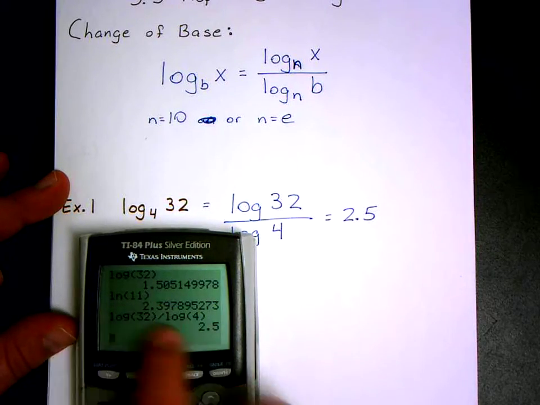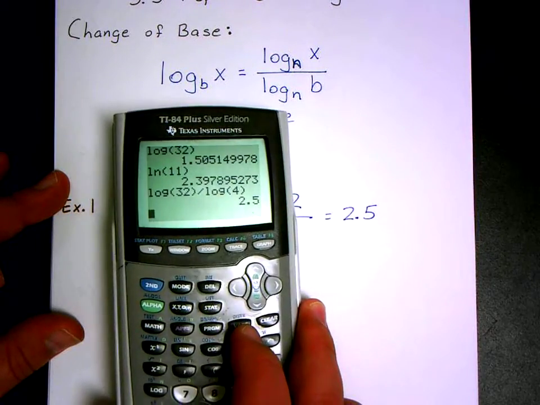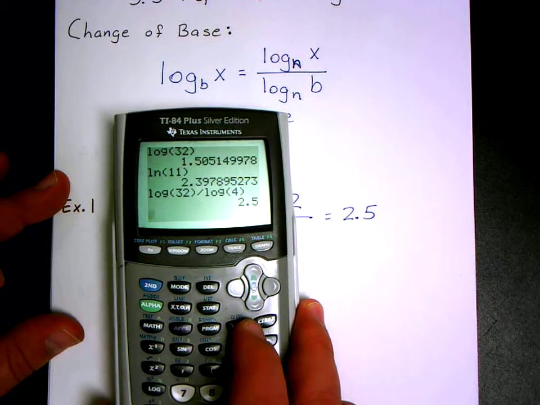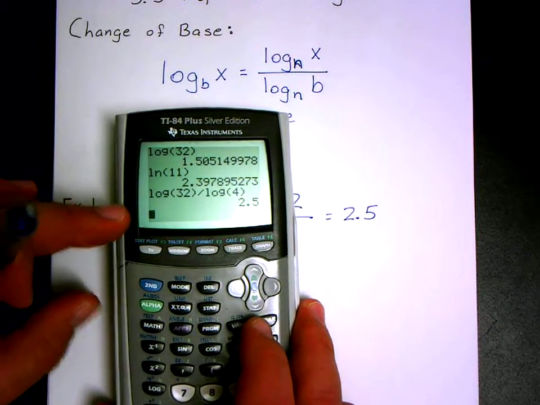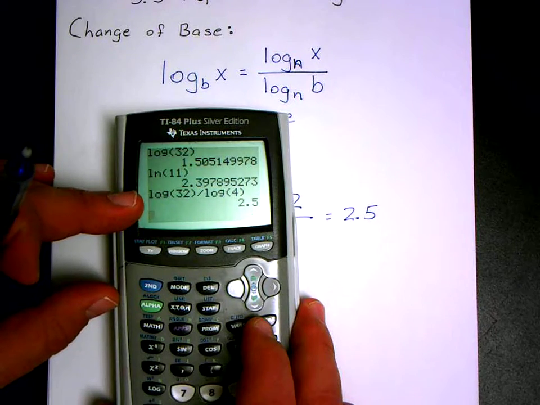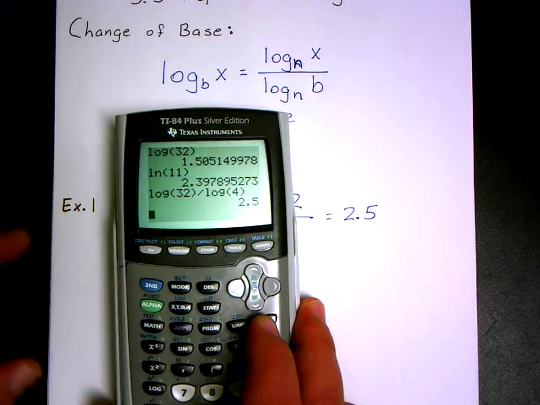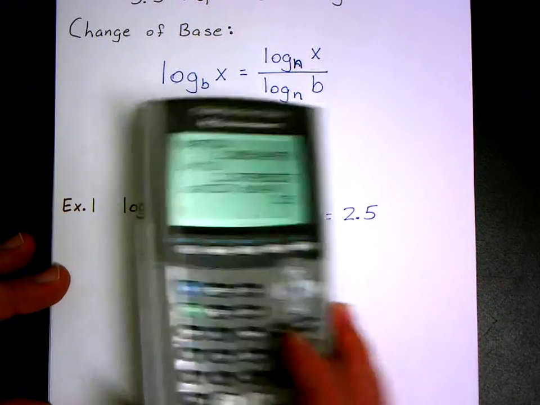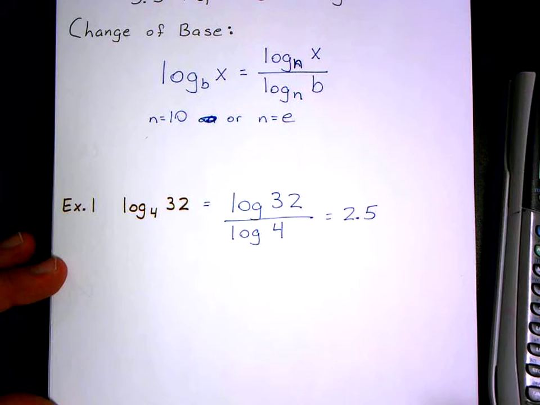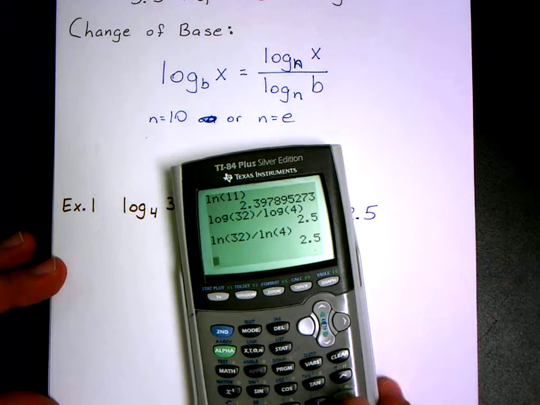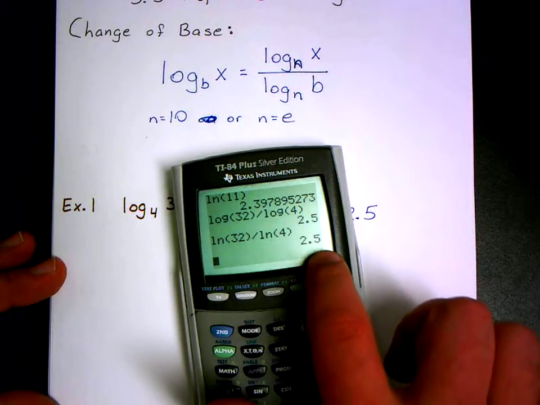No, look at the bottom. That was what we did yesterday. Here's what I just did. Log 32 divided by log 4. If I did it using an ln, I would get the same answer. It really doesn't matter what base you use. So there's your proof. If I use ln, I still get 2.5.